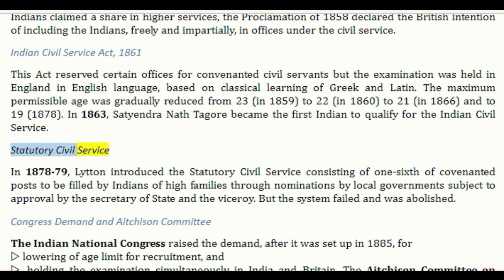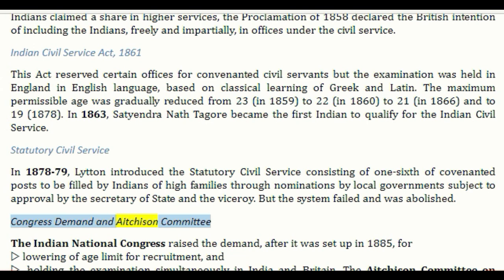Statutory Civil Service. In 1878 to 1879, Lytton introduced the statutory civil service consisting of 1/6 of covenanted posts to be filled by Indians of high families through nominations by local governments subject to approval by the Secretary of State and the Viceroy. But the system failed and was abolished.